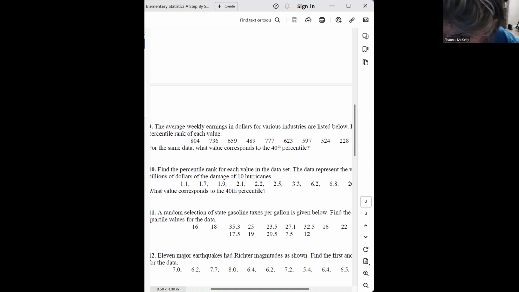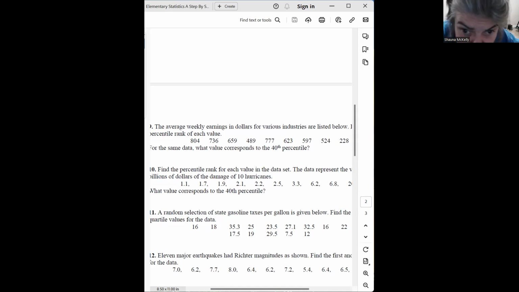So I'm going to start by going to stat. I want to sort ascending. So I'm going to go sort A. I'd like to sort L1. So second, the number 1 here. And close the parenthesis. So enter. Go back. And my list is now sorted.